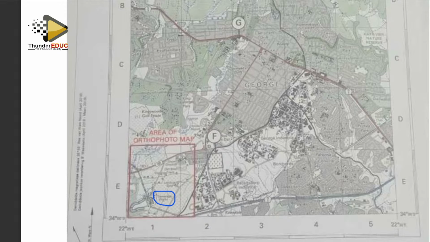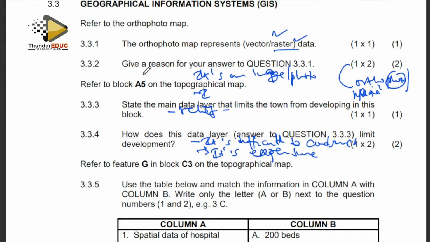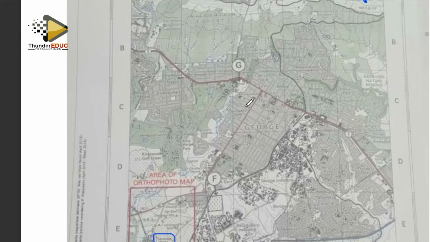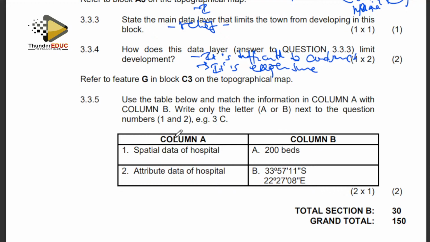Okay. Let's look at our questions quickly. Refer to feature G on the topographic map. Come here. G is here on the topographic map. 1, 2, 3. So we are here. Sorry, we are referring to this. Okay. All right. The first question says, use the table below to merge the columns.